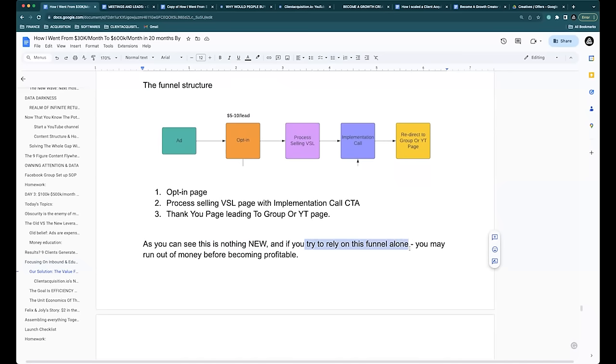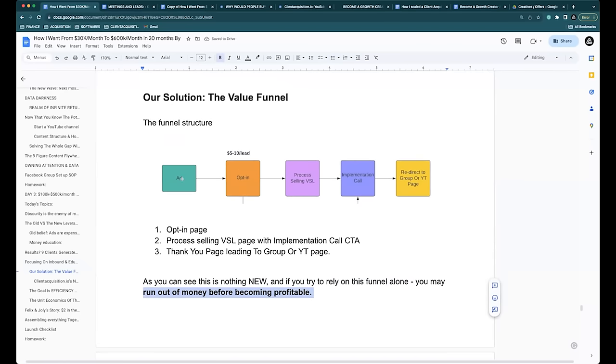And if you've tried to rely on this funnel, you may run out of money before becoming profitable, okay? This is why a lot of the people online stop running ads, because they're like, oh, I'm going to just put up an ad. I'm going to put up a funnel, and then I'm going to put up a booking link, and then I'm going to just spend money. Oh my God, are you going to go broke?